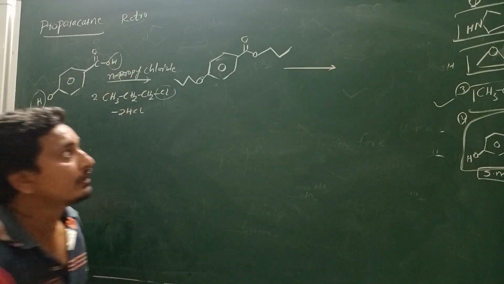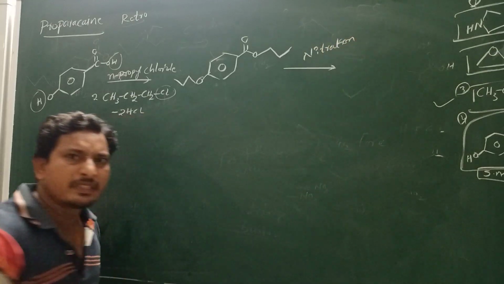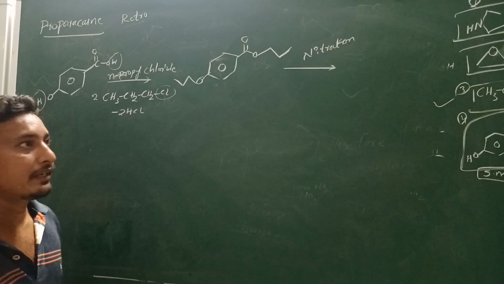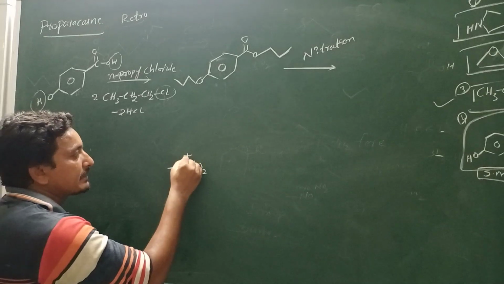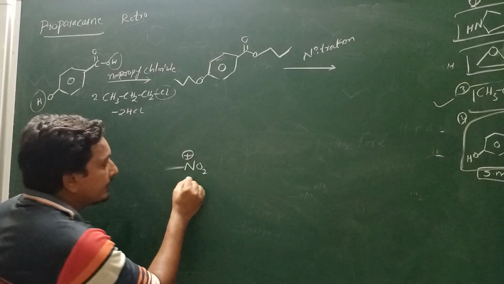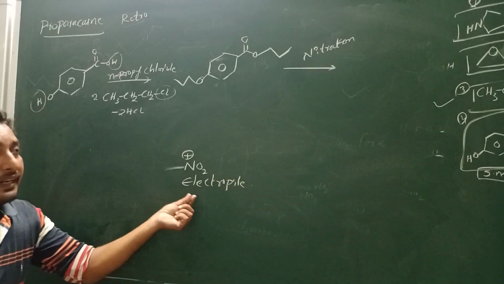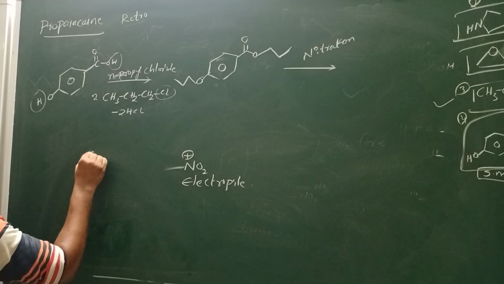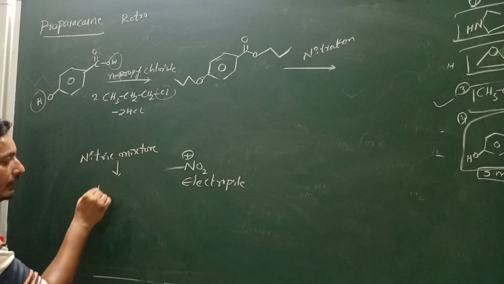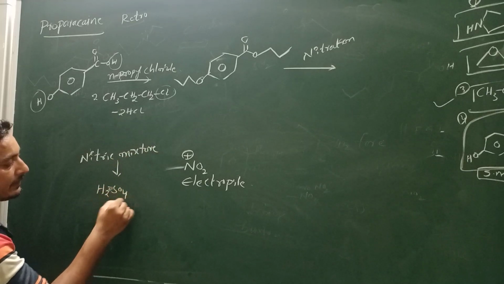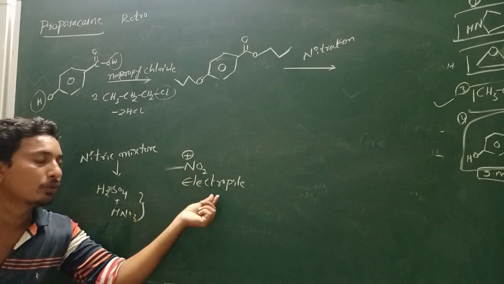Now the molecule undergoes nitration. What is nitration? What is the purpose of nitration? Nitration is the NO2 group. It uses NO2 plus, which is the electrophile. Where is it obtained? It is obtained from nitrating mixture. What is nitrating mixture? A mixture of H2SO4 plus HNO3 is called nitrating mixture. It is a good source of NO2 electrophile.